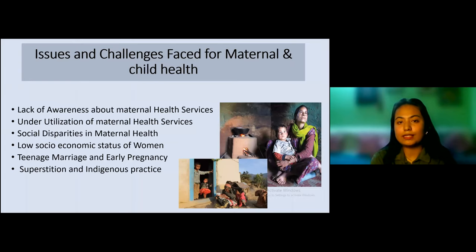Issues and challenges faced for maternal and child health. Okay, so these are the challenges and issues faced especially by mothers in Nepal. So what are the challenges? The first is lack of awareness about maternal health services. As we discussed before, there have been numerous health services provided by the government, but women themselves are not that much aware of them. And because of that, the utilization of maternal health services has decreased and has been hampered so much. Because the service is available, but if it is not being utilized, then there is no use of it.